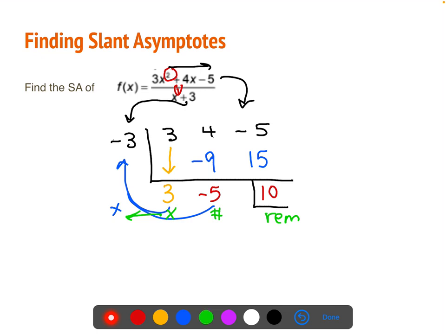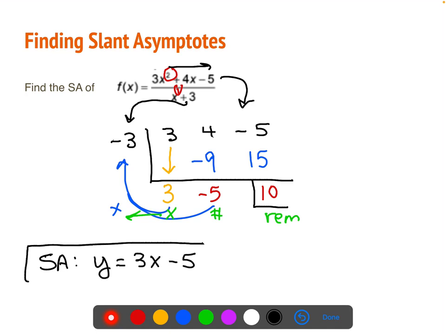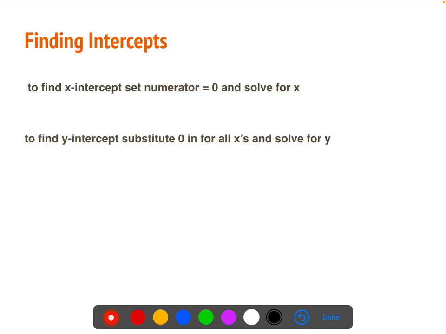And now we analyze it. Remember, this is the remainder, the constant, then the x. Remember, it keeps getting bigger. So my answer, which is also the slant asymptote, is just the quotient. y equals 3x minus 5. The remainder you do not put. And it's only when the degree of the top is 1 more than the degree of the bottom that you'd find the quotient and keep it.